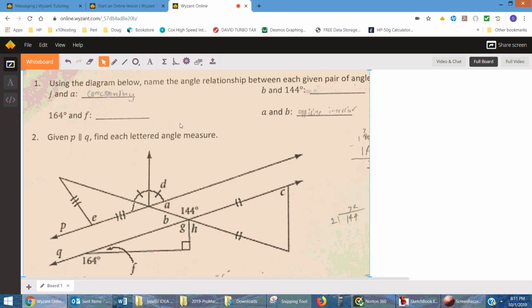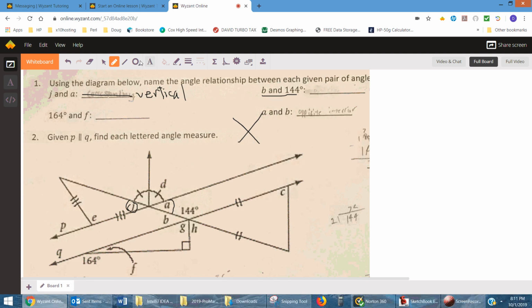For problem number 1, angle J and angle A are, it's hard to see J, but they're right here. And when two lines intersect, they form two pairs of vertical angles. So you can only have corresponding angles when you look at the two different intersection points of a transversal. So we'll see corresponding angles in a second, I think.